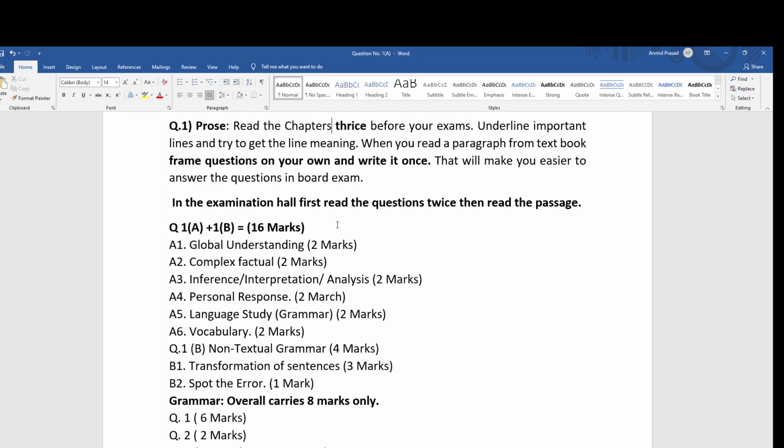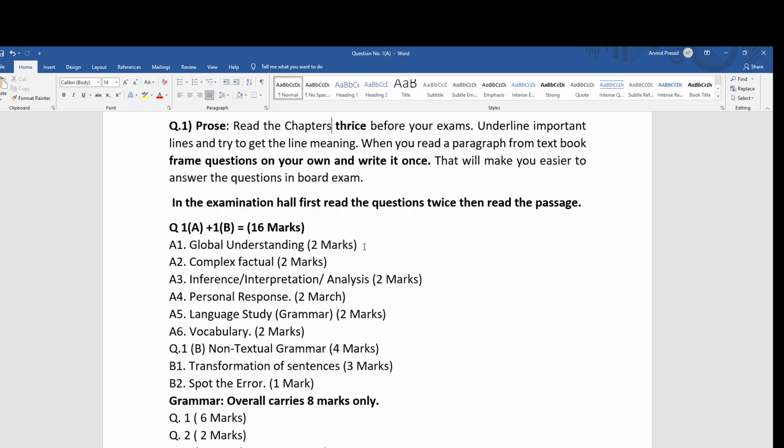The first question is based on global understanding. It means the general meaning of the passage. You can be asked, what is the writer trying to convey in the extract? The second question is based on complex factual, that means based on facts, but they are difficult to make out.